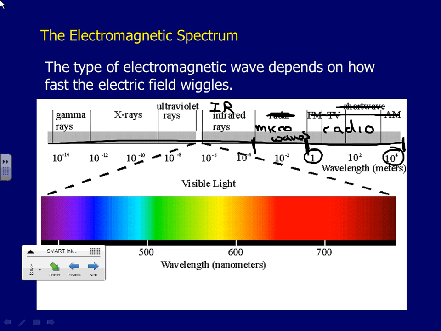In the very middle here is visible light, and I'm going to get you to expand this in a moment, but right now let's jump over the visible light. 10 to the negative 8, ultraviolet rays.